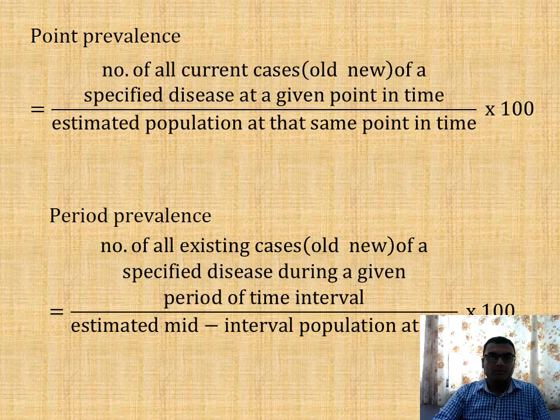There are two subtypes of prevalence. One is point prevalence and the second is period prevalence. Point prevalence is the number of all current cases, old and new, of a specified disease at a given point of time divided by the estimated population at that same point in time, multiplied by 100. And period prevalence is the number of all existing cases, both old and new, of a specified disease during a given period of time interval divided by the estimated mid-interval population. So point prevalence is at a given point in time, and period prevalence is over a period of time interval.